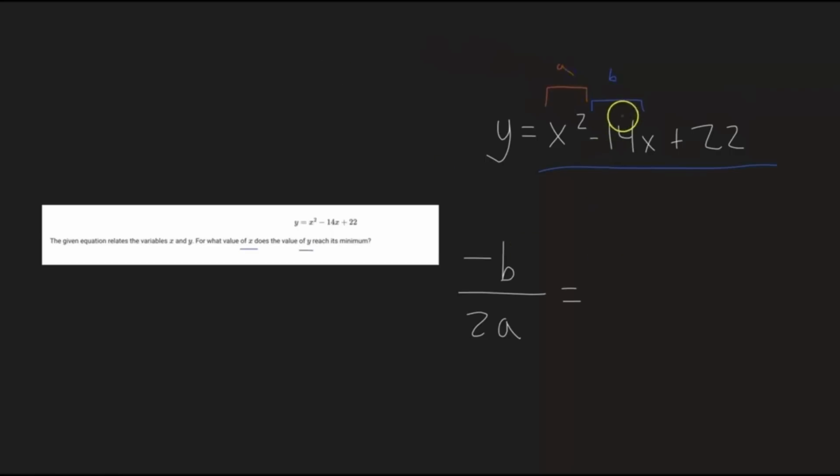Then our b value will be negative 14, but this is negative b, so we have negative negative 14. And for the bottom part, let's change to red. We know a is just 1, so 2 times 1 is 2. Therefore we will get, change to green, 14, right? Because a negative of a negative is positive, over 2. And 14 over 2 is 7. So 7 will be our x coordinate of the vertex.